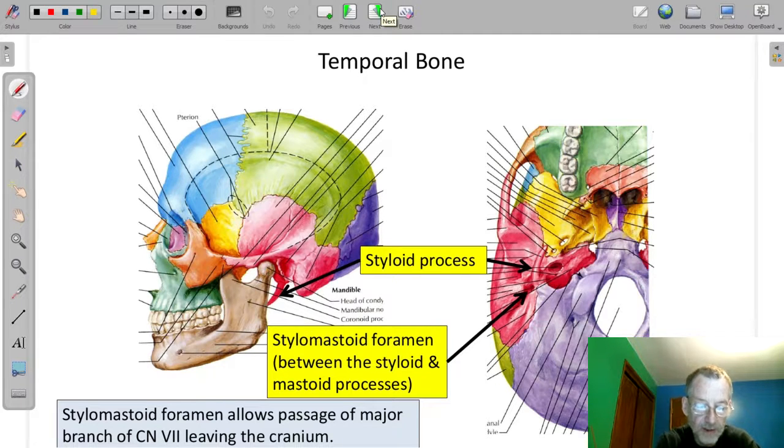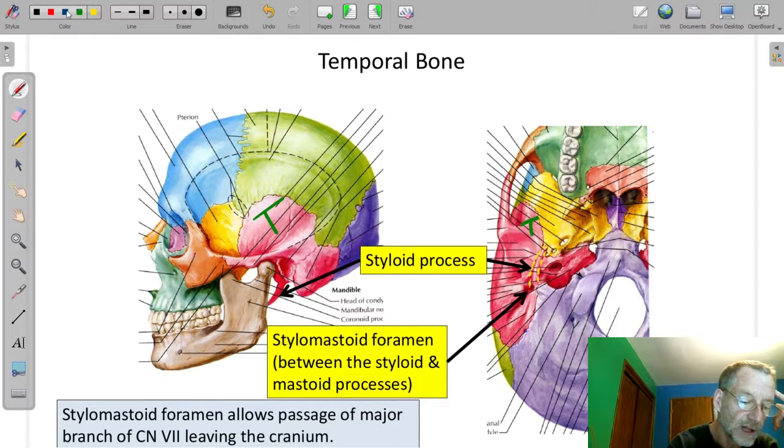Styloid process. So we're still talking about the temporal bone. In this figure, it is red. So there's our temporal bone. All that is temporal. And the styloid process is this hook that forms. In most real skulls, that gets broken off because it's very fragile. I'm highlighting it with a little yellow dash on the right-hand figure. That's the styloid process, and it's shown as a little hook on the left.